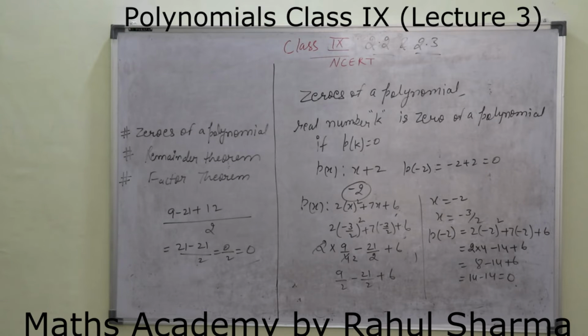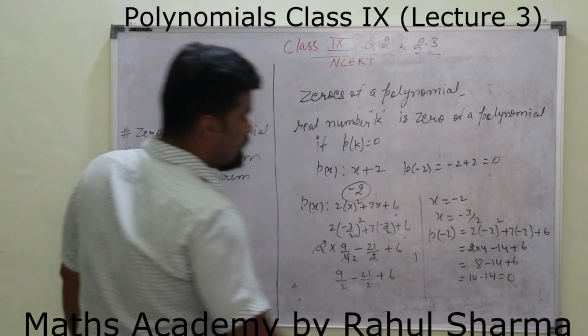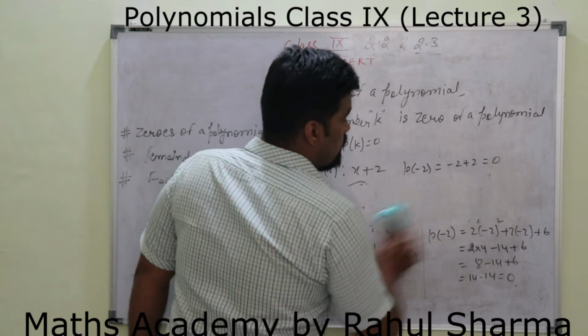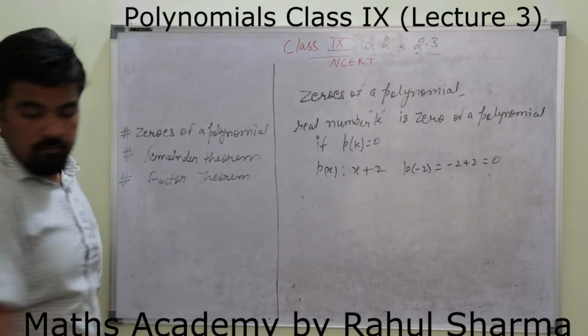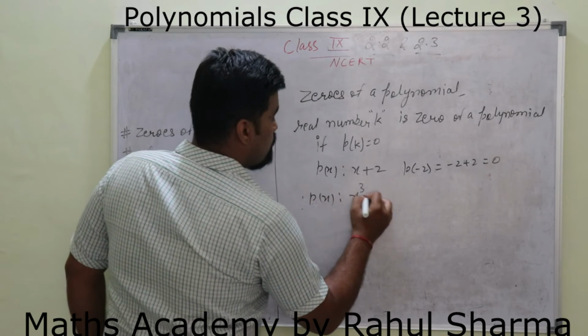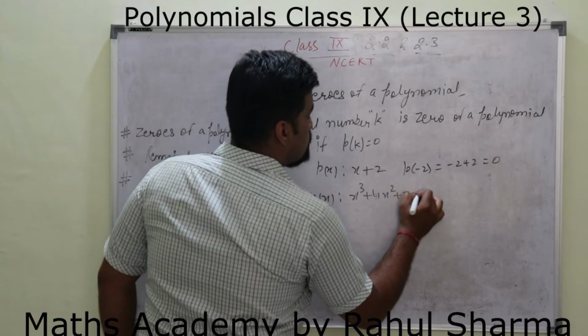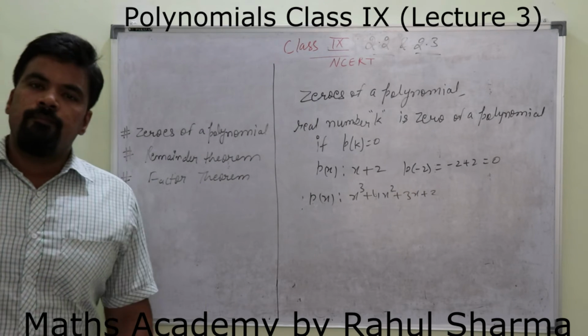So the idea you have got is that there are two values, sorry, two real numbers, at which the polynomial has a value of 0. Which means there are two zeros of this polynomial, right? Now suppose I take a polynomial p(x) as x cube plus 4x square plus 3x plus 2. How many zeros are there? We say 3 zeros will be there, right?